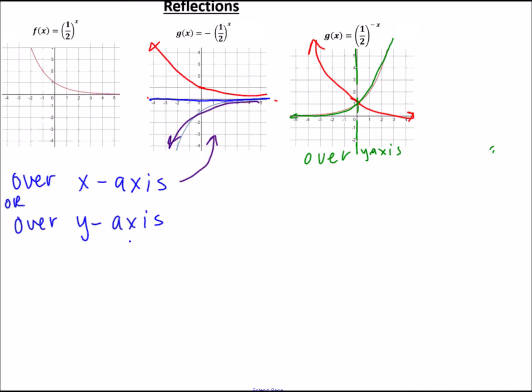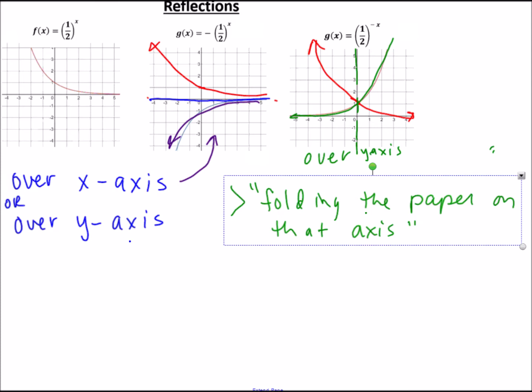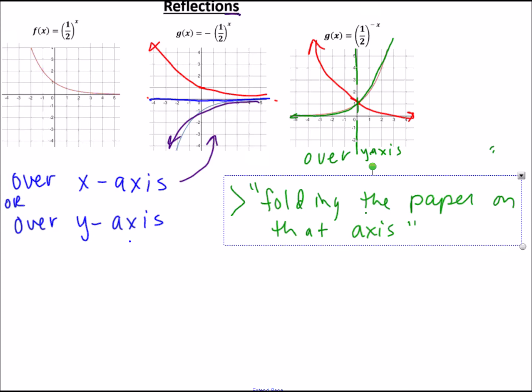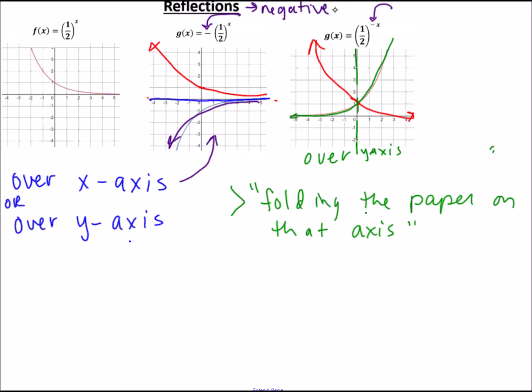This one's over the x-axis. Now here's how I remember it. As far as the function goes, cutting the paper in half is how I do it visually. Think of folding the paper on that axis. But you notice the change up here in the equations was simply this guy right here. And it's a little bitty, but see that little guy up there. So reflections just mean a negative, a change in signs. Where the negative is tells you what axis it's across.